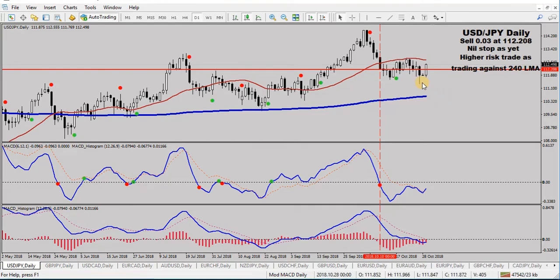USD Japanese yen, it was looking good yesterday. There's this little candle I was talking about from the daylight saving changeover. It's just pain, just stuffs up everything.